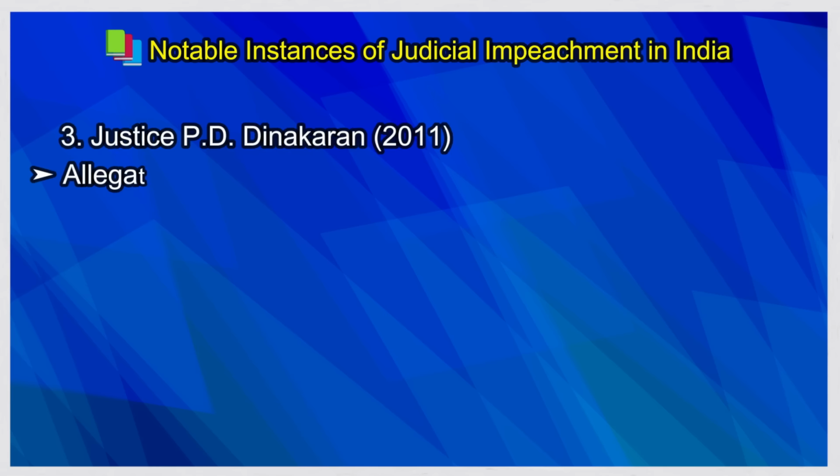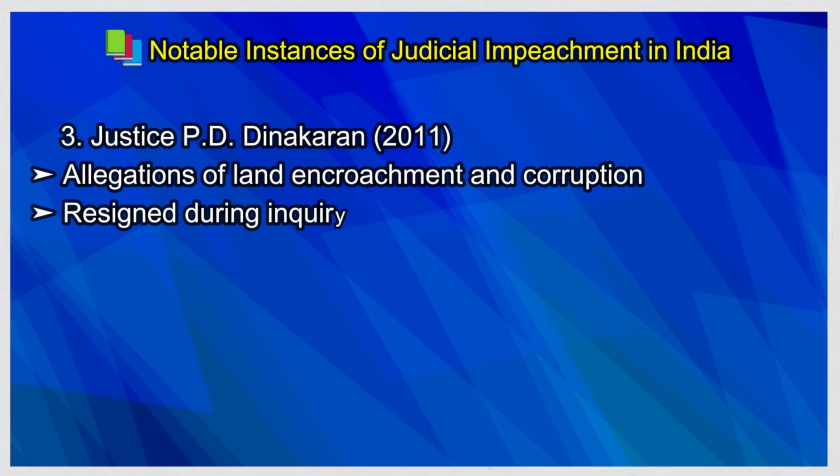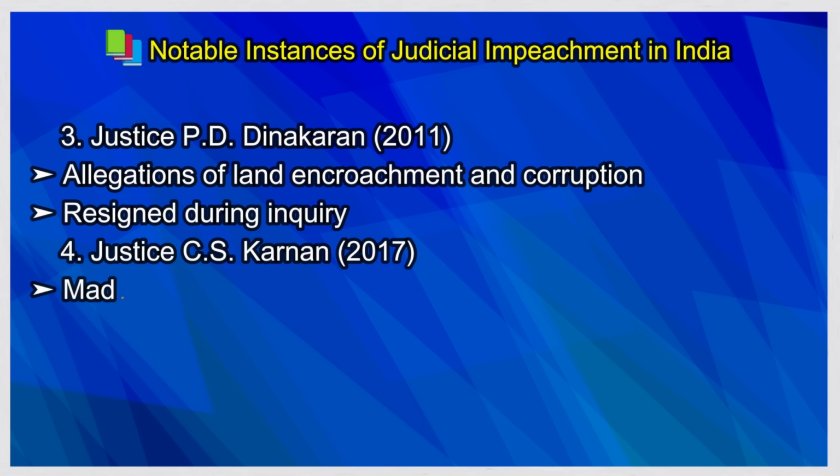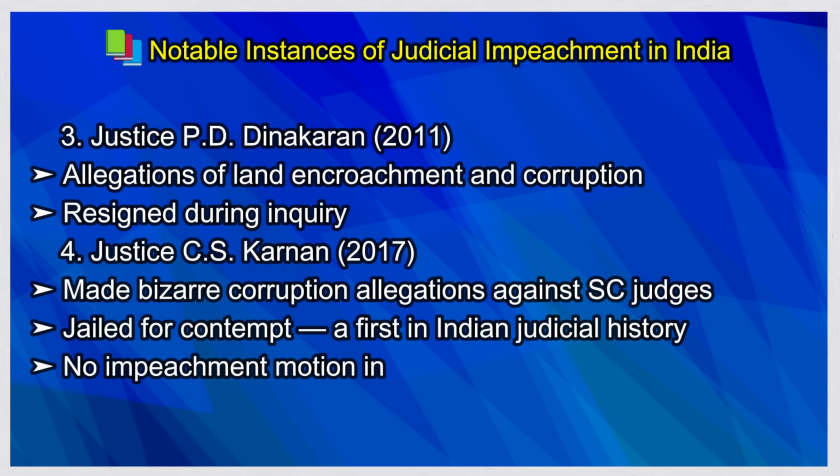Dinakaran, allegations of land encroachment and corruption. Again, he resigned during the inquiry. Justice C.S. Karnan, 2017, made bizarre corruption allegations against Supreme Court judges. He was jailed for contempt by the Supreme Court of India, a first precedent in Indian judicial history. No impeachment motion was initiated.